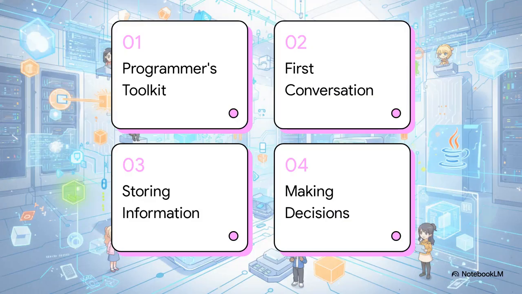Okay, so here's the game plan. We'll tackle this in 4 simple parts. First, we'll get your toolkit ready. Then, we'll have our first conversation with the computer, teach it how to store some information, and finally, show it how to make a decision.